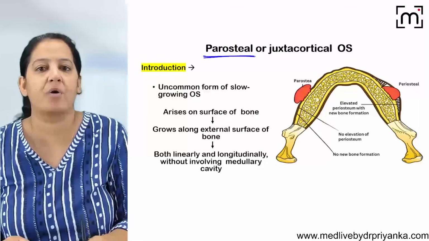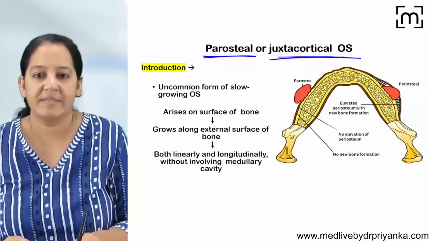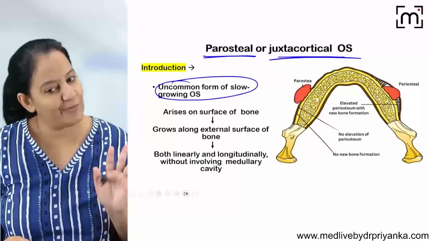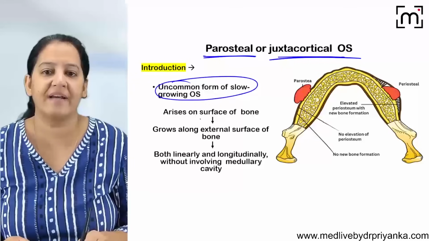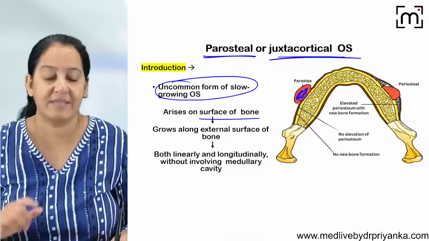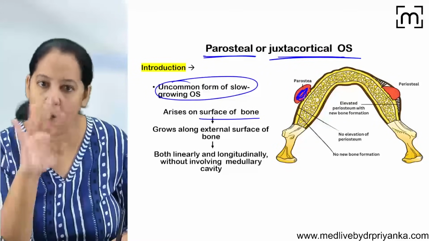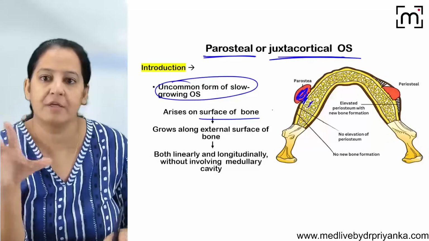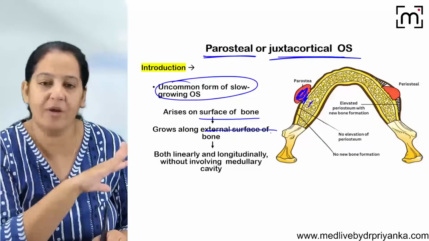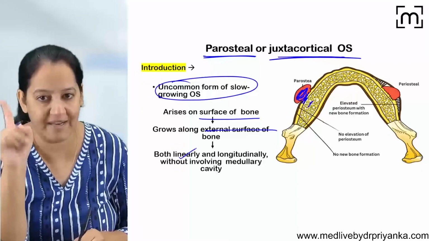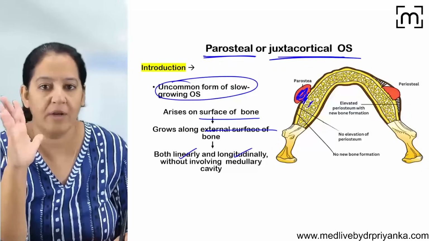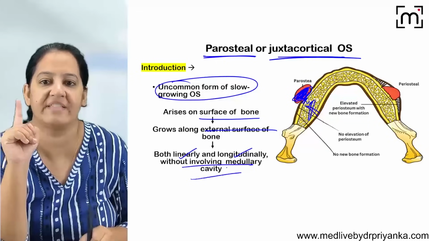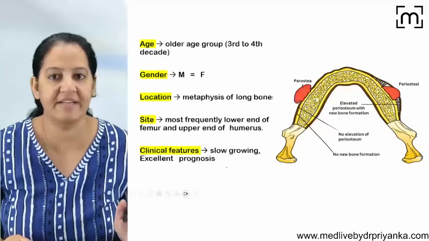So let's start with parosteal or juxtacortical. It is an uncommon, very rare, very slow growing form of osteosarcoma. It arises on the surface of the bone. It is outer to the periosteum also. Outer to everything, outer to cortex, outer to periosteum, the tumor is. It grows only on the external surface of the bone, linearly, longitudinally. It does not involve the medullary cavity. No involvement of the medullary cavity, that is parosteal.